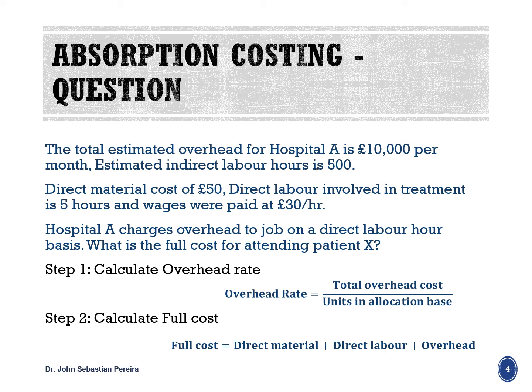This can be done in 2 steps. In the first step, we calculate the overhead allocation rate, which is nothing but the total overhead costs divided by the units in the allocation base, in this case the indirect labor hours. The second step is using the direct material, direct labor, and adding on the fair share of the overhead.